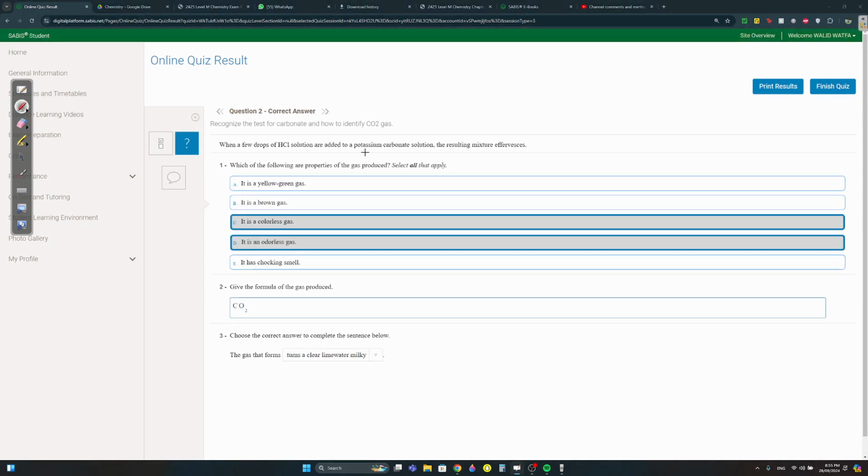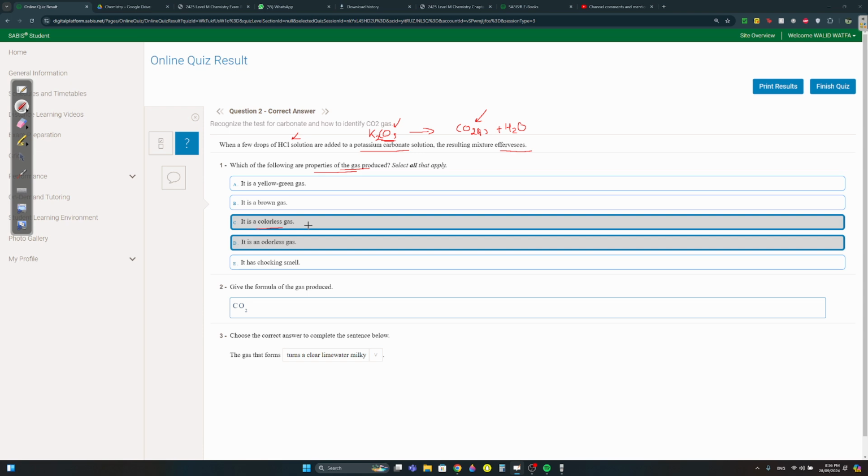Question 2. When HCl is added to potassium carbonate, K2CO3, the resulting mixture effervesces. Important: it bubbles. Effervesces means bubbles. What are the properties of the gas? When you add an acid to a carbonate, we know it forms CO2 gas, and it also forms water, right? Here they're asking about the properties of the gas.